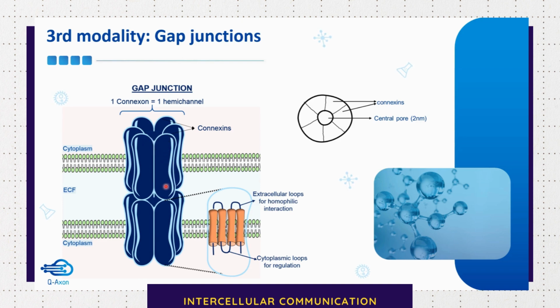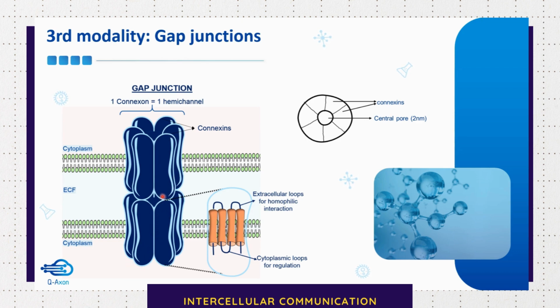Each unit, you see, consists of 6 subunits, and each subunit is known as a connexin. So 6 connexins combine together to form one connexon or a hemichannel. This connexin is a protein subunit present in the membrane, and it has extracellular loops and intracellular loops. The extracellular loops of the connexins combine with the extracellular loops of the connexins on the other hemichannel, and that is how they interact with each other and form a gap junction.